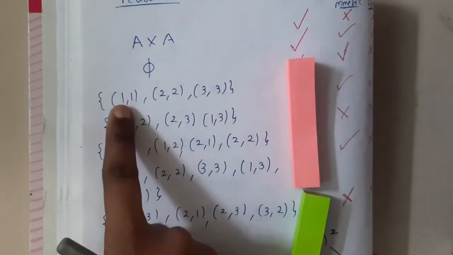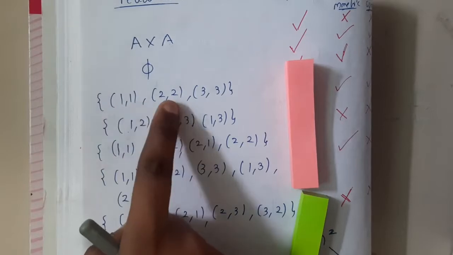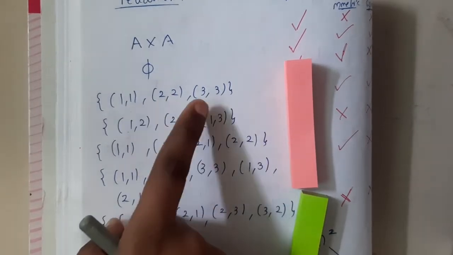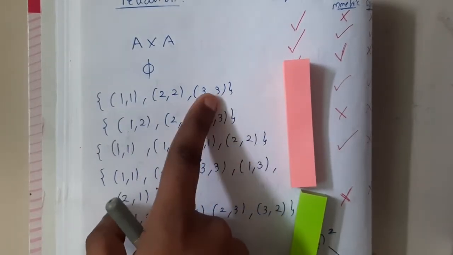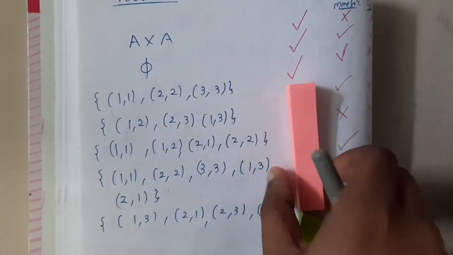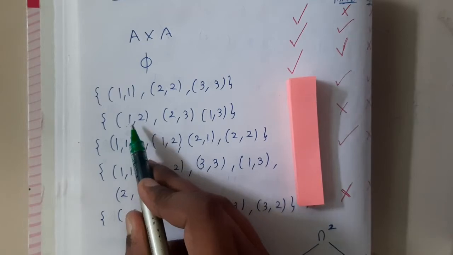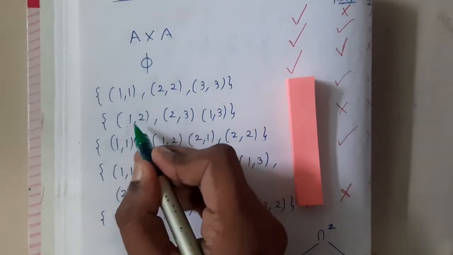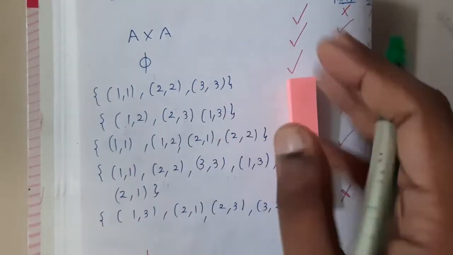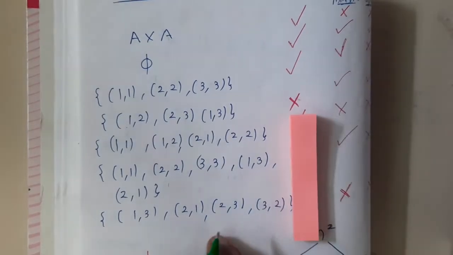1 comma 1 is there, so 1 comma 1 should be there. 2 comma 2 is there, 2 comma 2 should be there. It's there. 3 comma 3 should be there. It's there. Done. So it is also symmetric. Moving on. 1 comma 2 is there, means what should be there? 2 comma 1. Where is 2 comma 1? I'm not finding 2 comma 1. Hence it is not a symmetric relation.